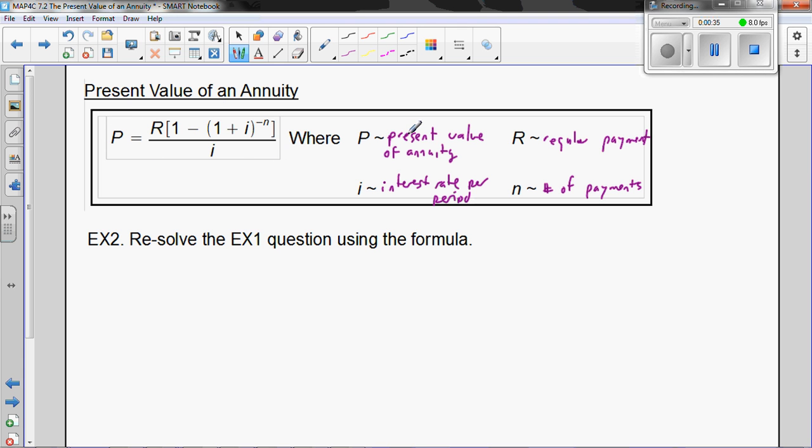So P is the present value of the annuity. Everything else is the same as the other one. So we've got to sort of keep the two separate, but we'll see that this minus makes it a little more difficult to put into our calculator, but not so bad. And here we go. Here's the formula.